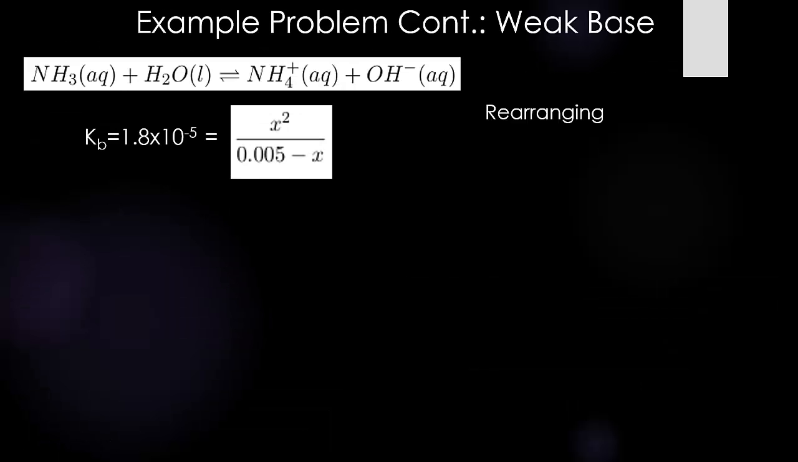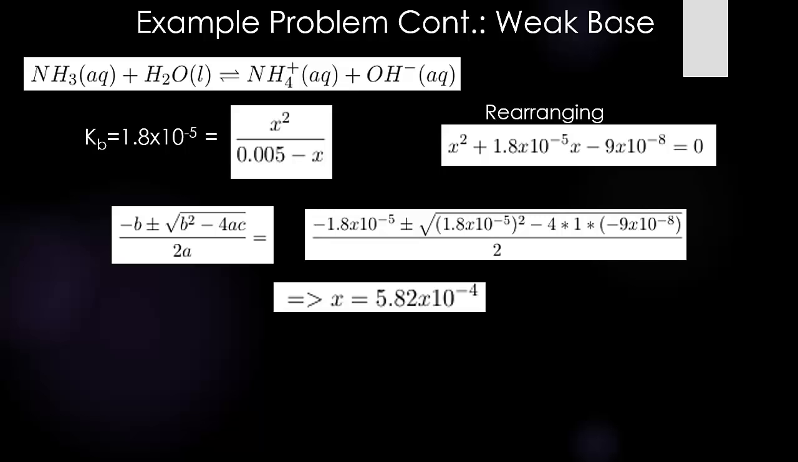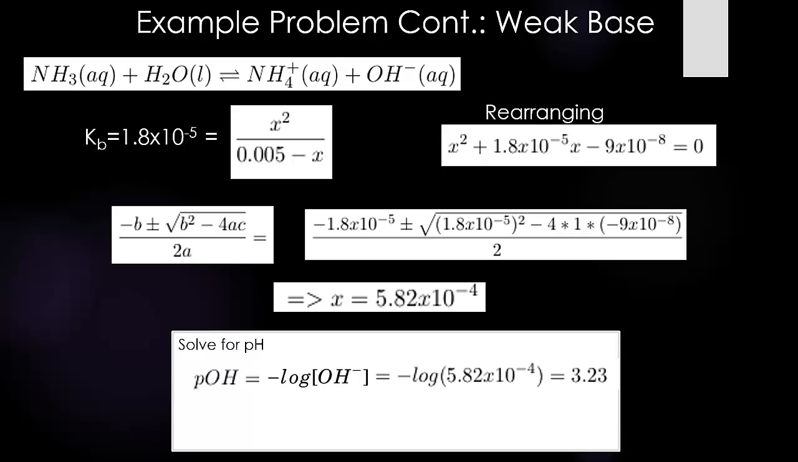We'll go back to the original Kb equation and rearrange to put into the quadratic formula, and then solve for x. Since it's a quadratic, you'll end up with 2 answers. Simply pick the one that makes the most physical sense, aka is positive and lower than the initial value of the base. From here, we'll have our concentration of OH- and can solve for pOH, which then allows us to solve for pH.